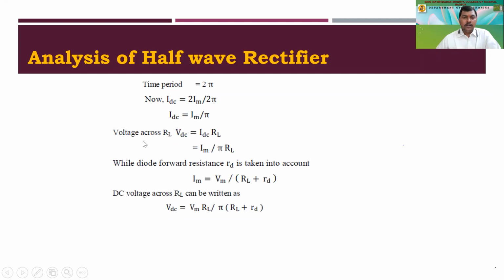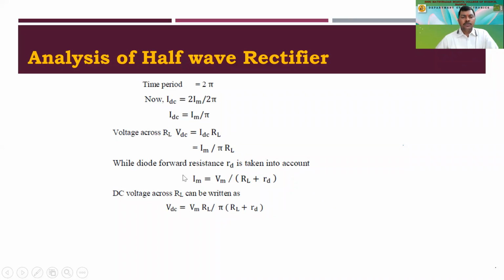Then moving further, how to calculate the VDC, or DC voltage. For voltage, by Ohm's law, V equal to I into R, so VDC will be equal to IDC into RL. That is the Ohm's law, right? So voltage DC will be equal to IDC into RL. When you substitute the value of IDC in this equation, we get VDC equal to Im by pi into RL. So that will be the value of VDC.